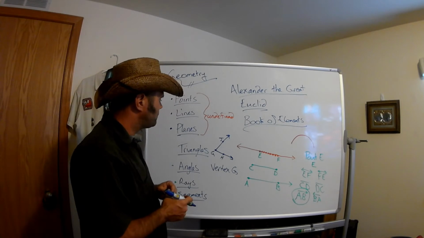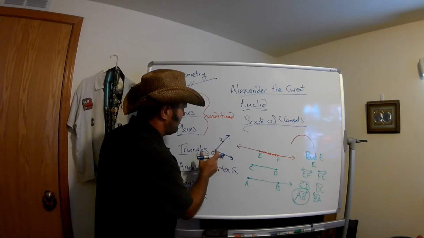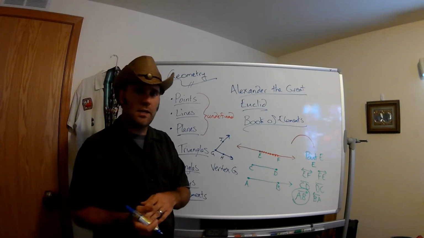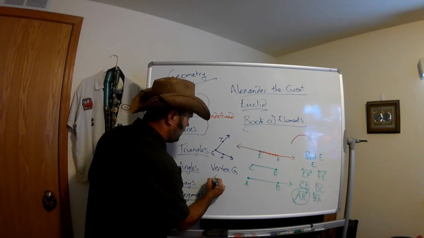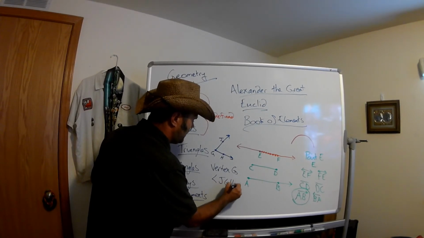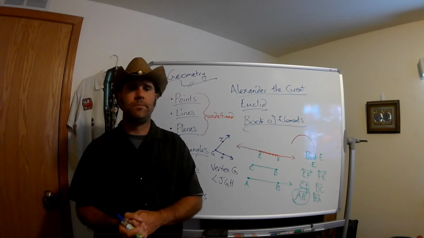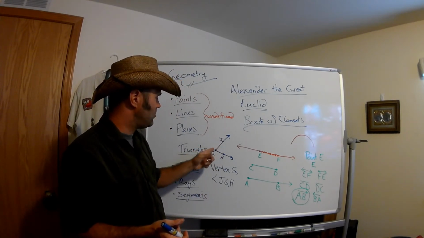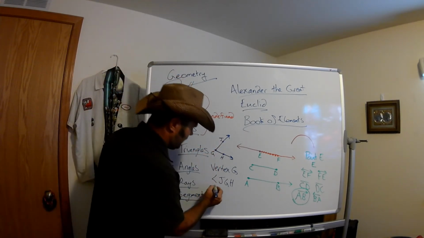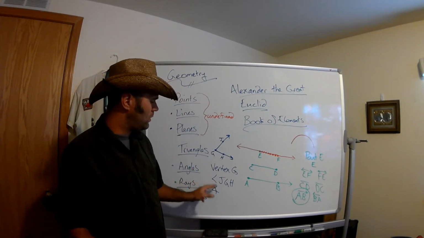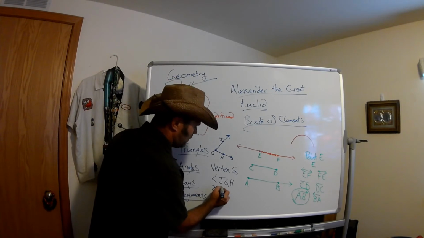And we can identify this angle as angle JGH. Angle JGH. Another way of writing this angle here, JGH. Another way of writing this angle is to do a little arc through the angle, angle JGH.